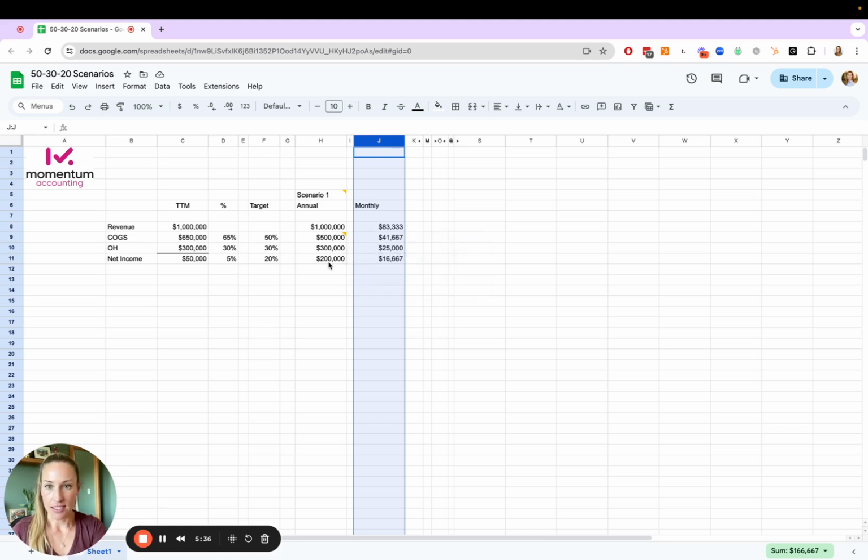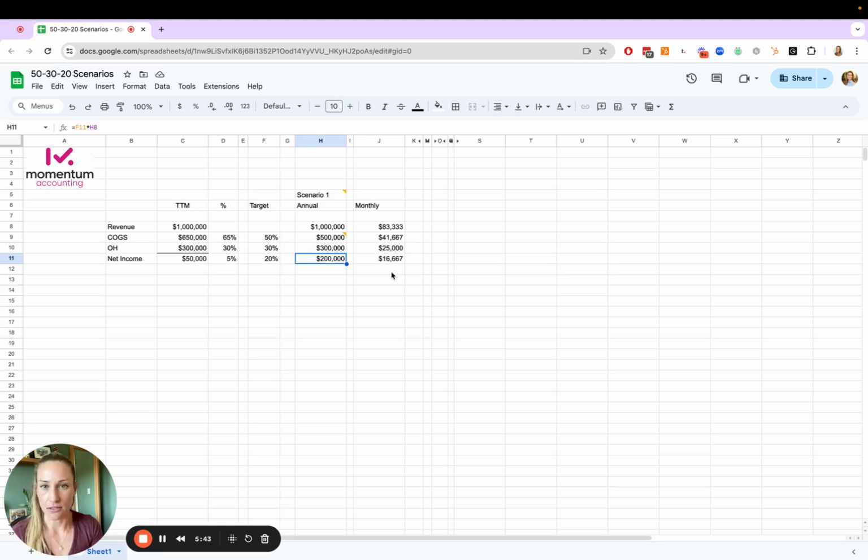And then we can see that the increase in net profitability is $150,000 a year. And then what we can do, now that we've aligned everything, is look at monthly targets to hit, right? We know that in a single month, we cannot spend more than $41,000 on COGS, $25,000 on overhead, and so on. And then our monthly revenue goal is $83,000.